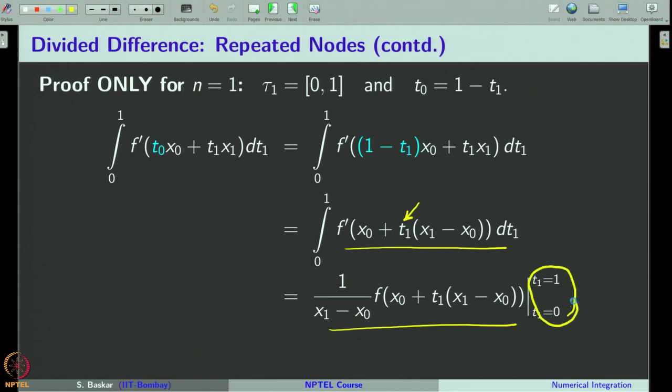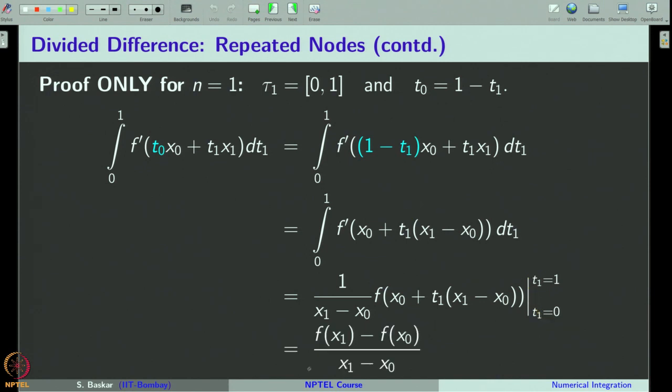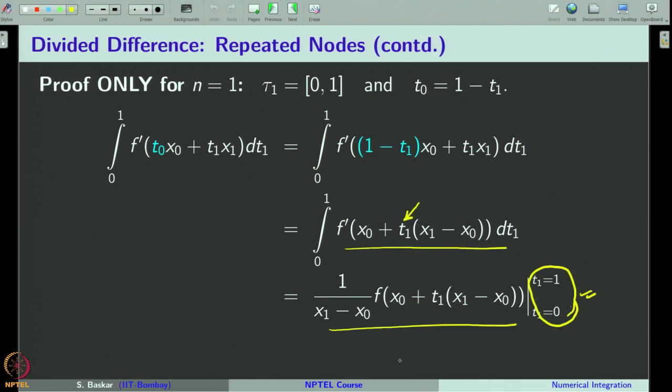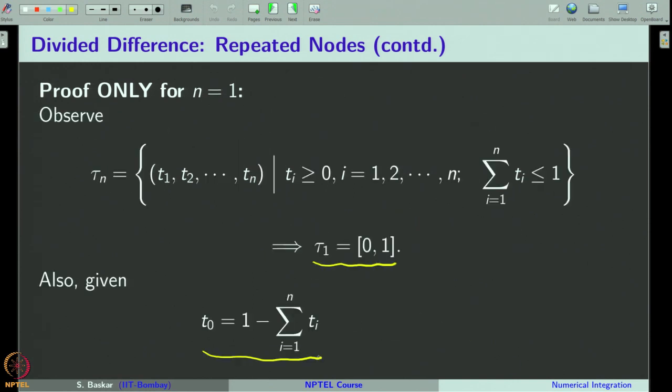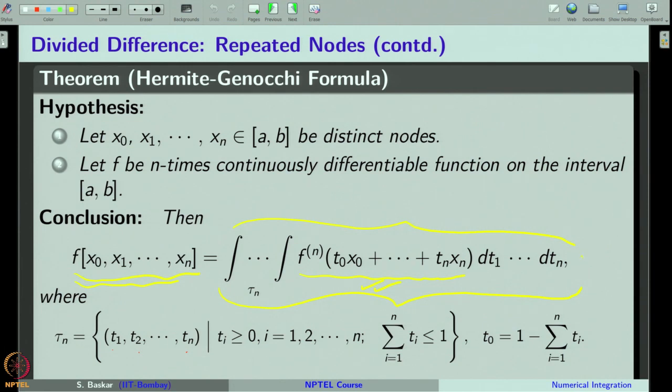Now, how will they come? Well, these limits precisely give us f of x1 minus f of x0, divided by x1 minus x0, right? And if you recall, this is precisely the first order divided difference of the function f at the points x0 and x1. Therefore, we can easily prove the Genocchi formula for n equal to 1, and we have seen that this formula is precisely the divided difference when n is equal to 1.